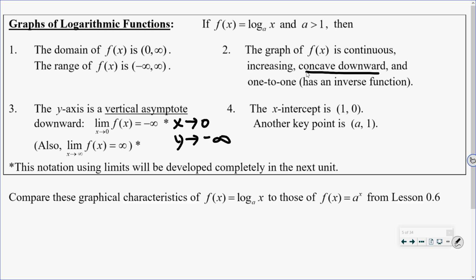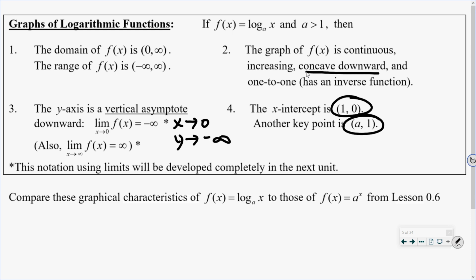Instead of having a point at (0, 1), a y-intercept, it has an x-intercept at (1, 0). And the next key point, instead of having the point at (1, a), it has a point at (a, 1). So right, the x and the y are just switching places. All right, so it says compare these characteristics. If you look back, you should see that in all those cases, the x's and y's are just switched. The domain and the range are just switched on all of those.